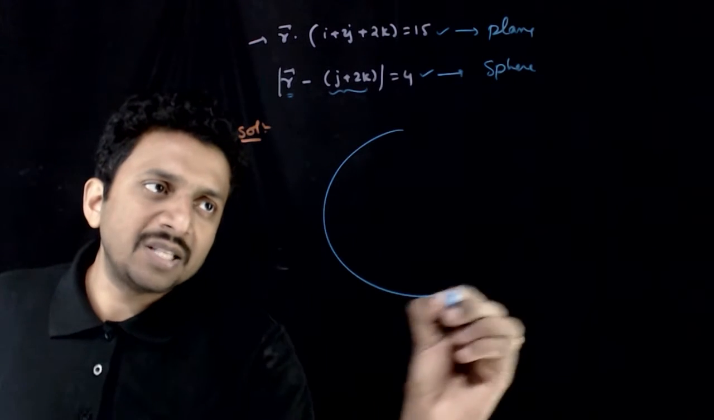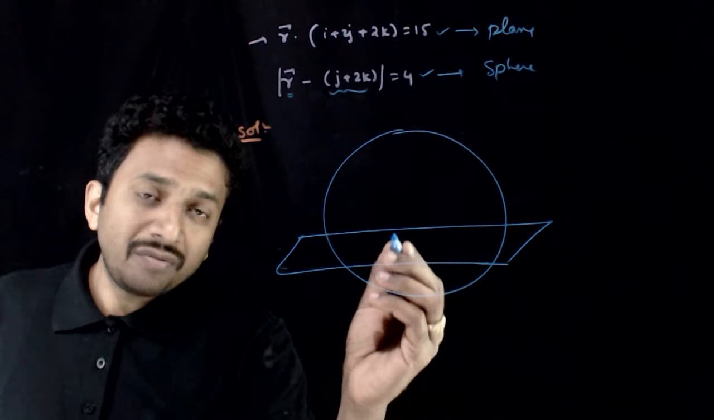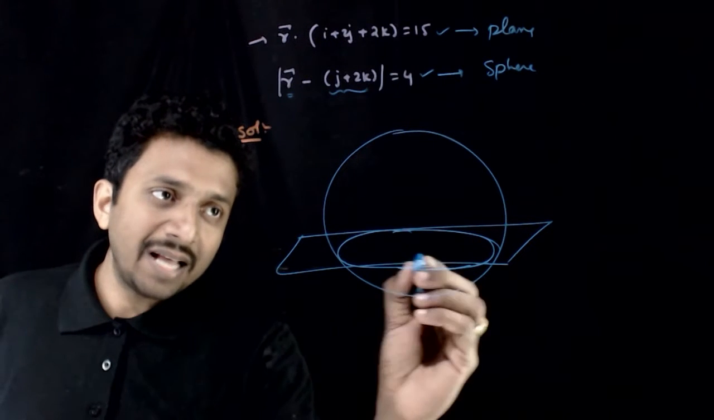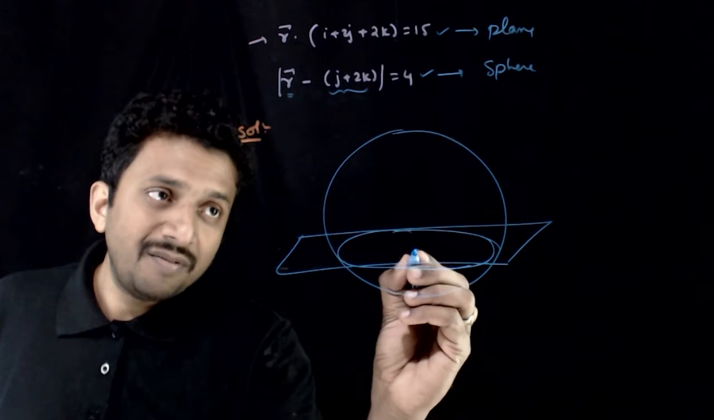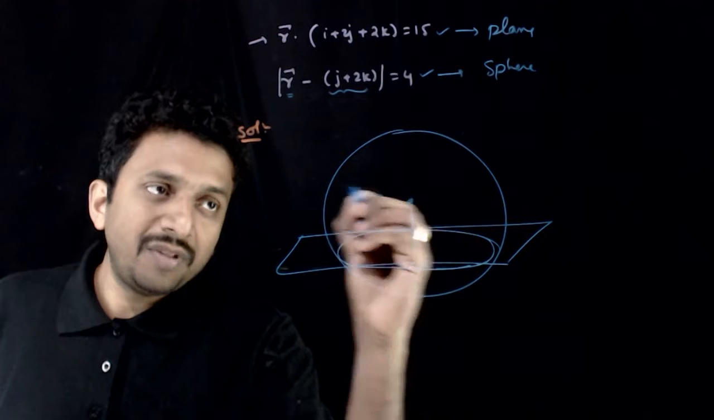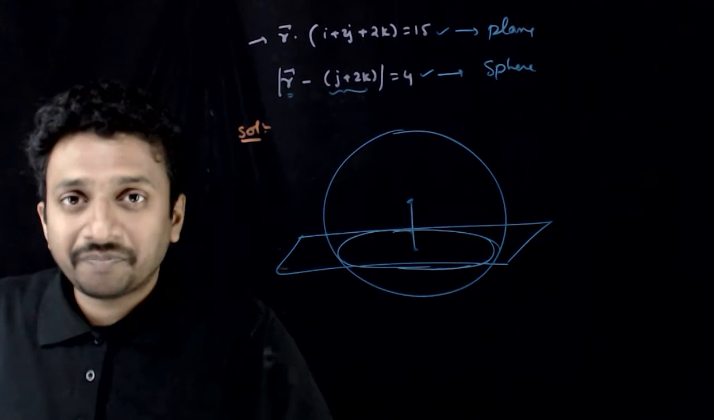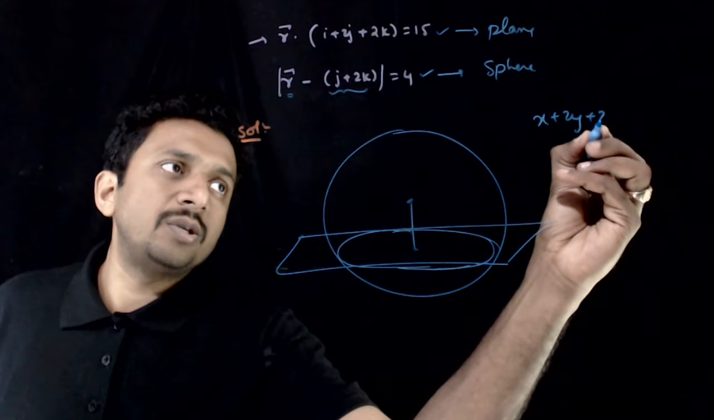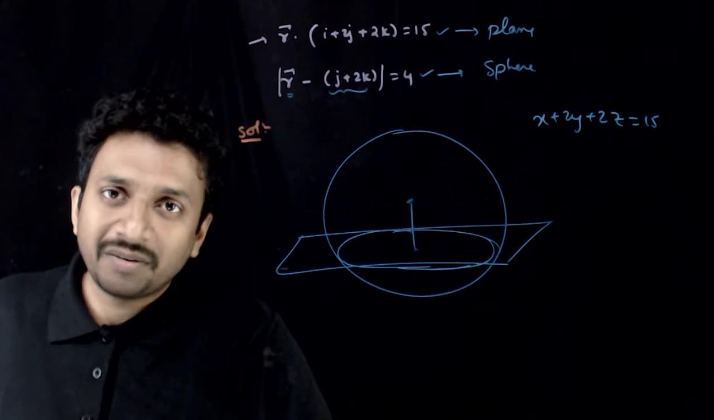Now, if you have a sphere and a plane, the solution of these two will be a circle. And you're asked to find the center of the circle. So the center of this circle will be nothing but the foot of the perpendicular from the center of the sphere onto this plane. So the plane is nothing but x plus 2y plus 2z is equal to 15, right? That is the Cartesian form of this plane.